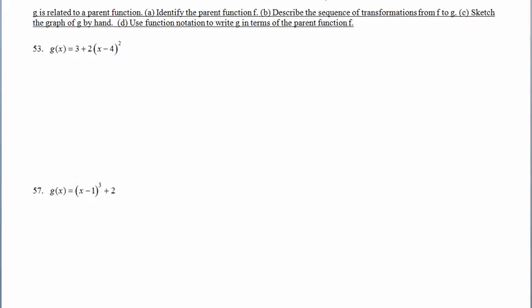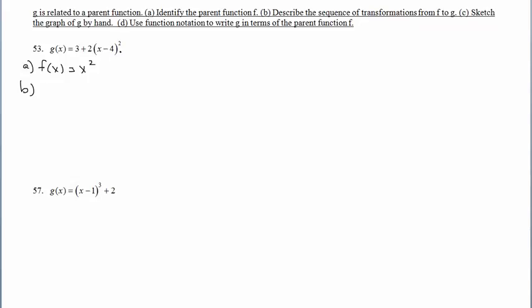Okay? So we've done all of these pretty much, and so now we're just putting them together in these last three examples. So part A, what's the parent function? Well, it's quadratic, so f of x is equal to x squared. B, describe the transformations from f to g, from here to here.